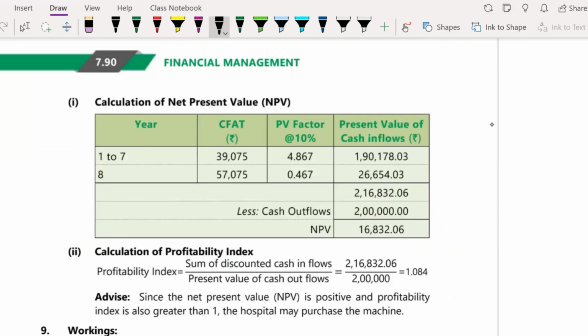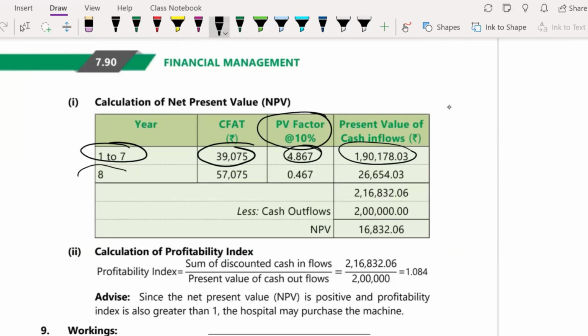So NPV will be from year 1 to 7. This is your cash flow after tax. PV factor at 10%. You can do present value annuity factor. And this will be your present value of cash inflows. Then in year 8, you have a CFAT of this. You will calculate your present value factor. And this will be your present value of cash inflow.